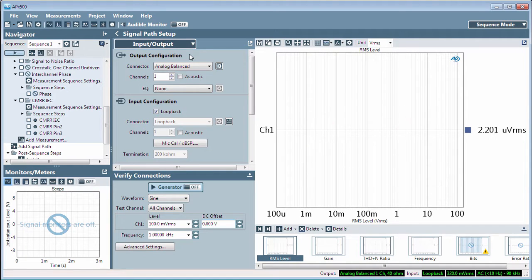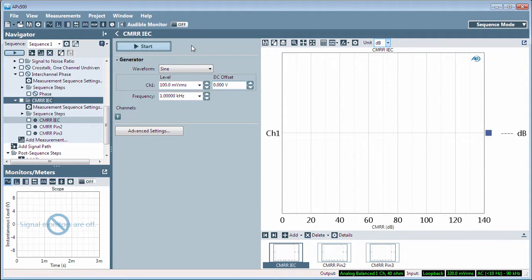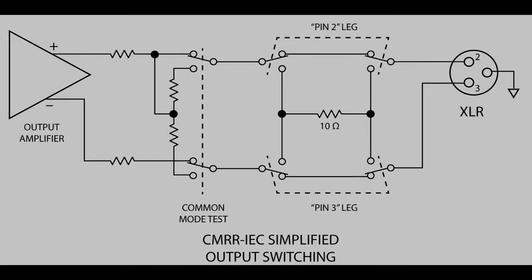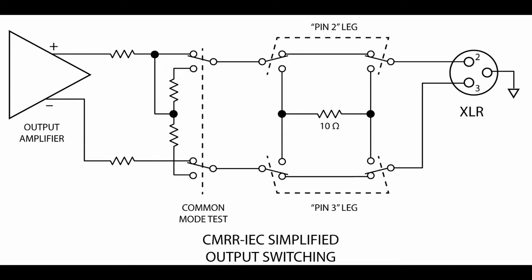Connect an analog balanced output to a DUT differential or balanced input. When you click Start, an ordinary, that is, differential mode, level measurement is made. Then, the APX output is switched to common mode with one leg of the output connected via a 10-ohm source resistor, and a second measurement is made.